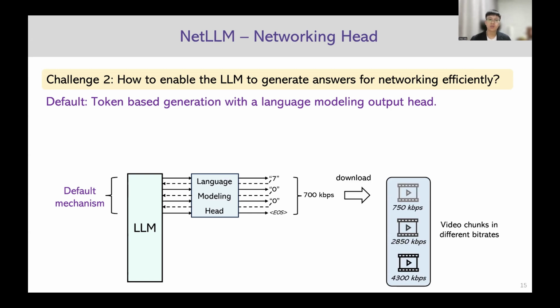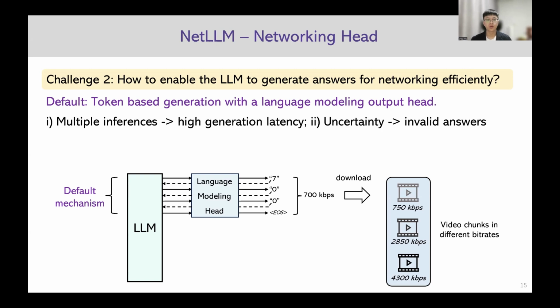Well, while this paradigm is well suited in NLP, it presents some limitations in the field of networking. First, from this figure, we can see that it takes multiple inferences for the LLM to generate a single answer. So this can result in high generation latency. Besides, due to the uncertainty of token prediction, the generated answers could be invalid. For example, in this figure, the generated bitrate does not match any bitrate versions of the encoded video. So we cannot use this bitrate to download the video chunks.